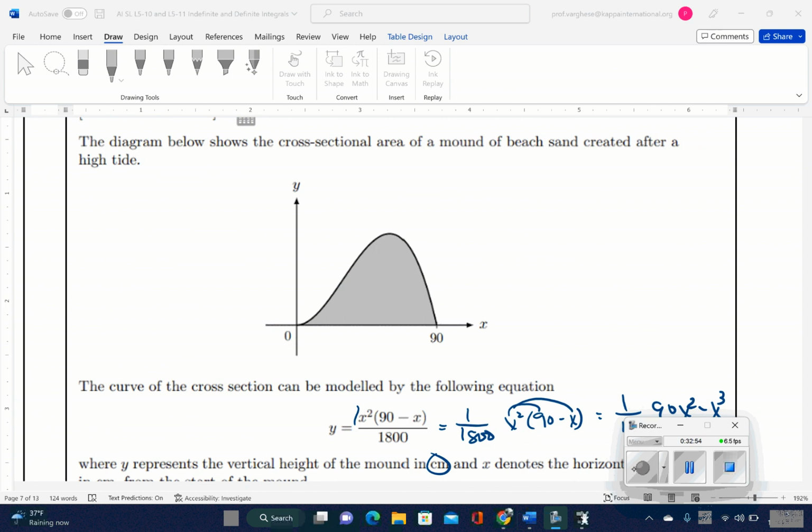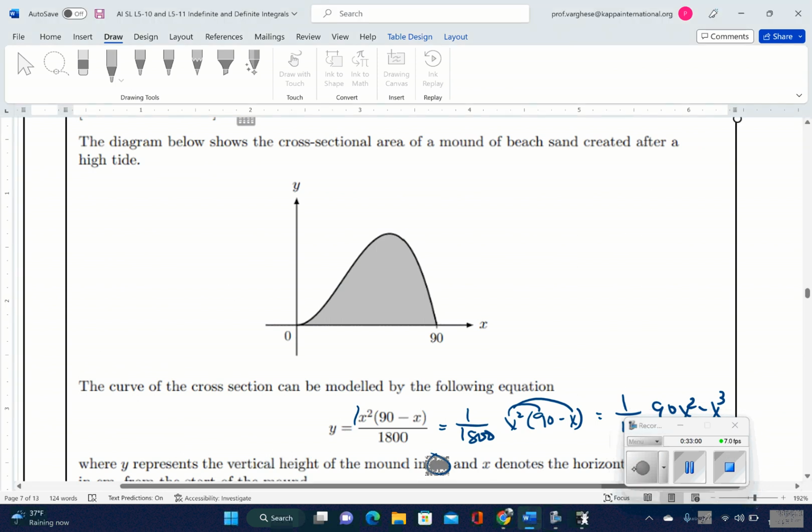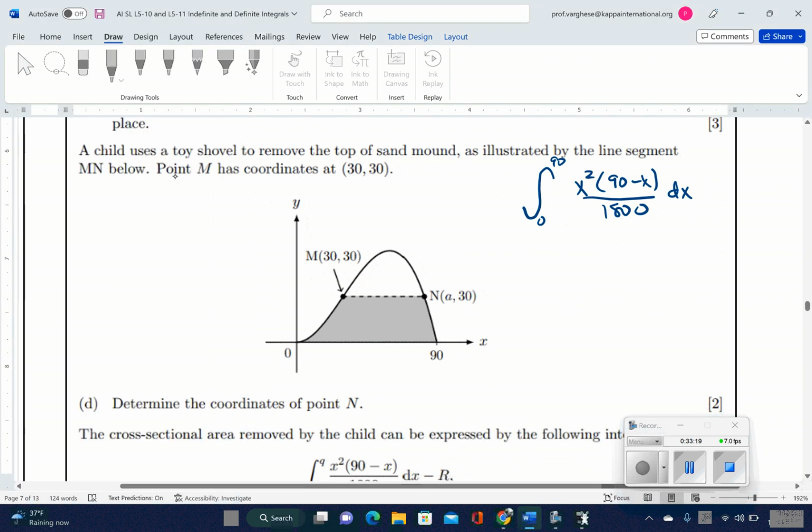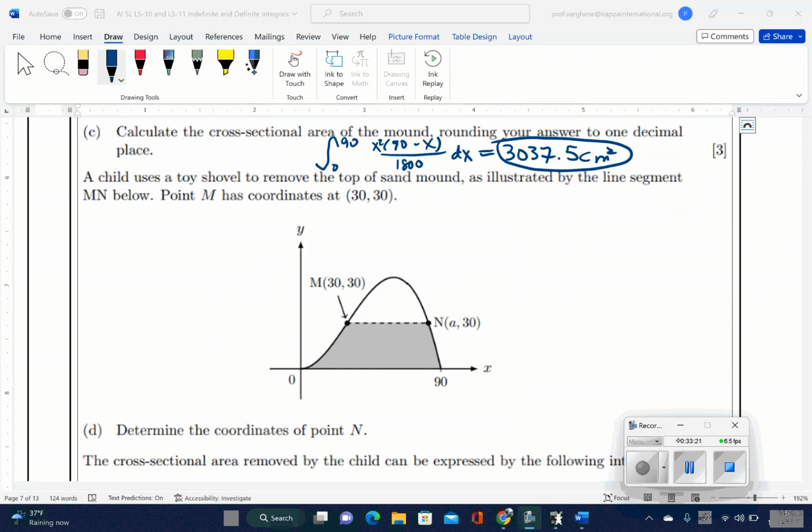Before I show you how to plug that into the calculator, which I think you know how to do, the reason why it's 90 is right. This is where the cross section starts. This is where it ends. So from 0 to 90, that's our lower bound. That's where we're starting. That's our higher bound. Okay. All right. So I just went ahead, plugged that into my calculator from 0 to 90, plugged in the function, and I got 3037.5. So that is going to be my final answer.